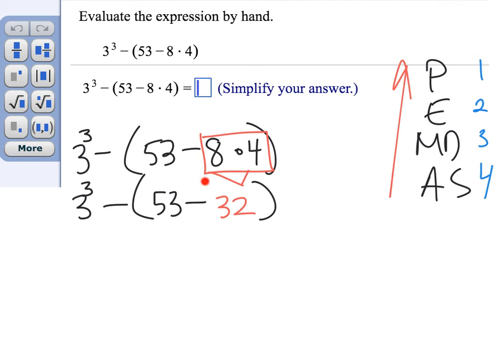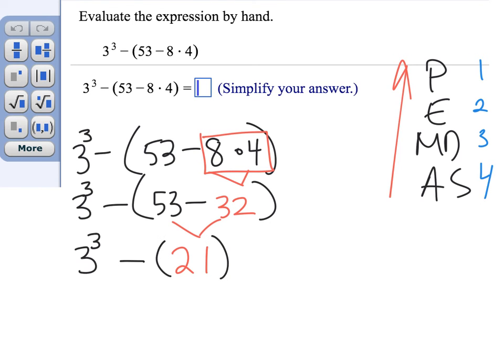Well, we're going to do the parentheses subtraction first because it's still inside the parenthesis. So 53 minus 32, that's 21. And I'm going to copy everything else straight down. Now I don't need that parenthesis anymore because we've done all the operations. But if I wanted to, I could have the parenthesis there. It doesn't really change anything.